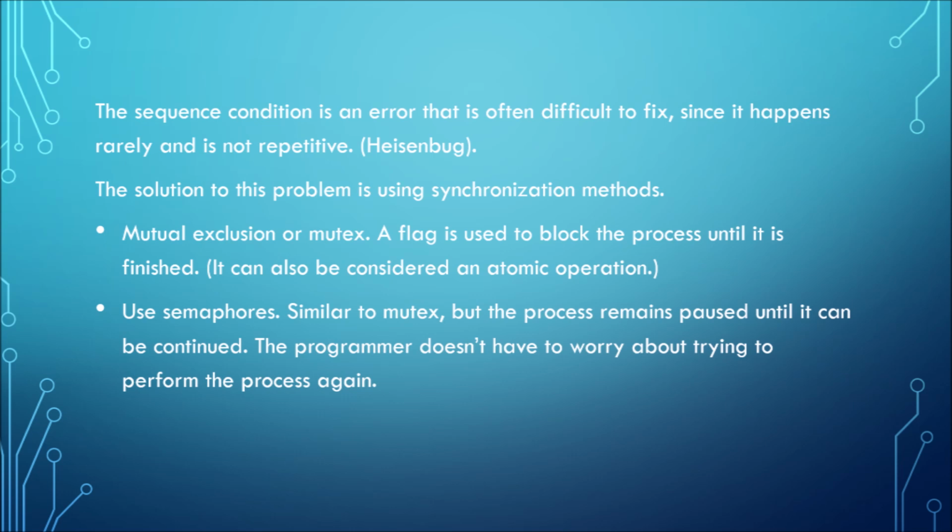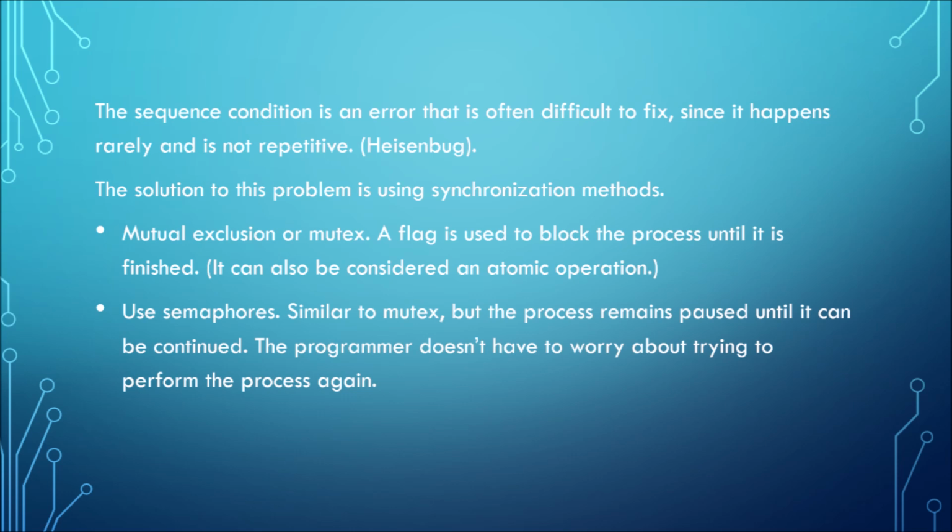The first method is called mutual exclusion or mutex. A flag is used to inform that the process is busy. The process becomes an atomic operation, meaning it cannot be divided into more sub-processes or interrupted until it is finished.